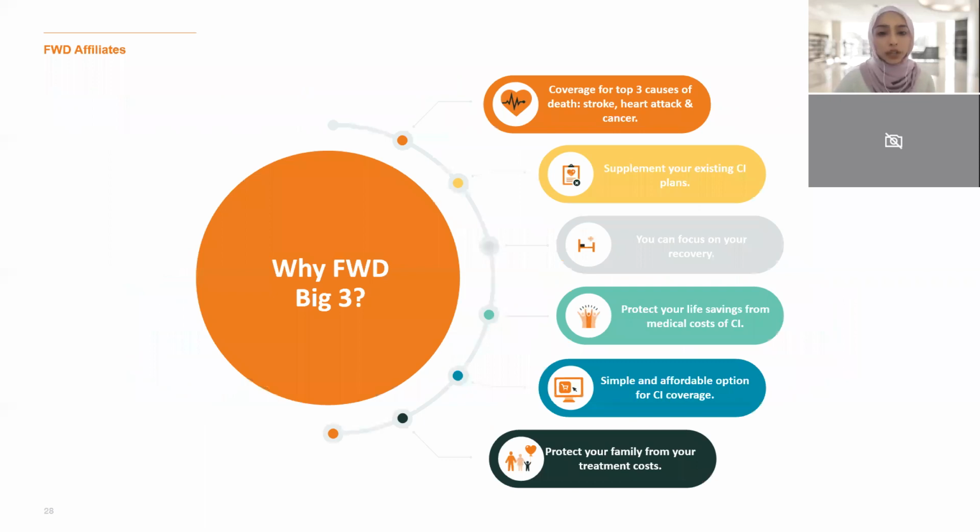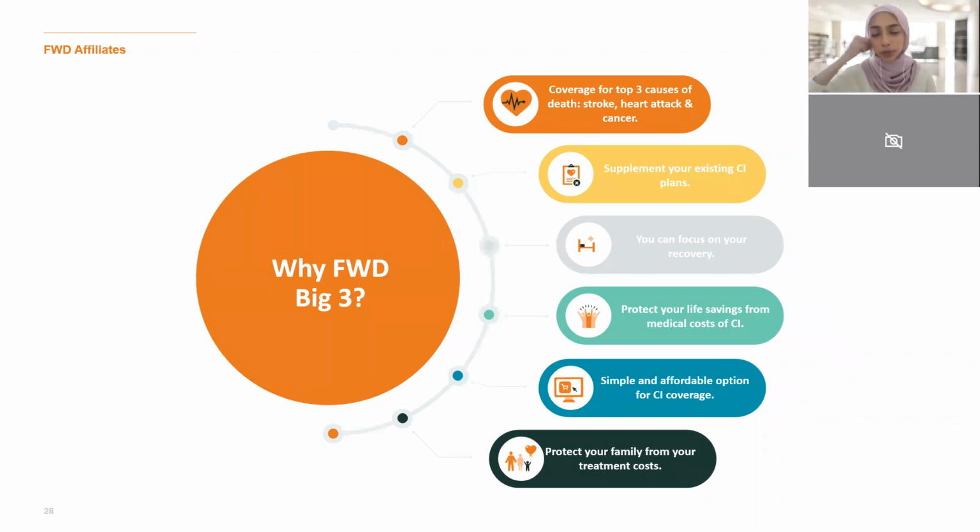So for one, it covers for the top 3 causes of death, like I mentioned. If you already have an existing medical or critical illness plan, no worries, this is a really good supplement for you to have because, like I mentioned, 85% of critical illness claims are most likely going to be because of heart attack, stroke, and cancer. So having that supplementary protection that comes with FWD Big 3 is really good for you as well. And you can rest assured if anything happens to you, if you get diagnosed, you can just focus on your recovery and your treatment because your medical bills can be supported through this plan. You can protect your life savings from the medical cost of critical illness.